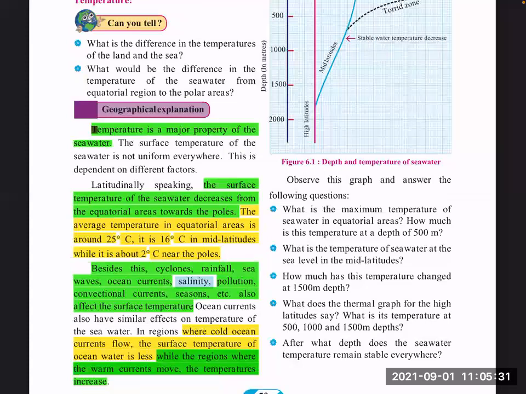While in regions where warm currents move, the temperature increases. Wherever the warm current moves, the temperature automatically increases.